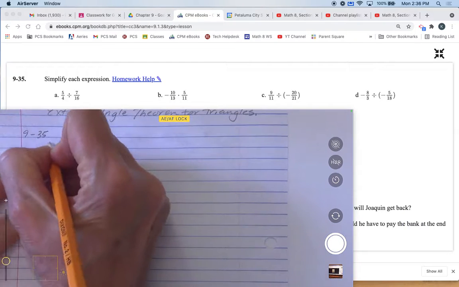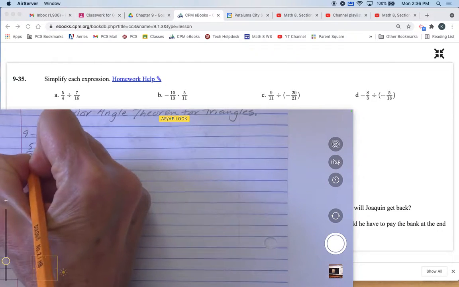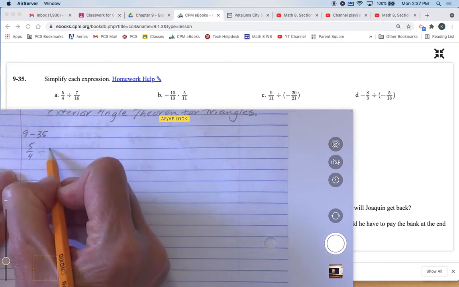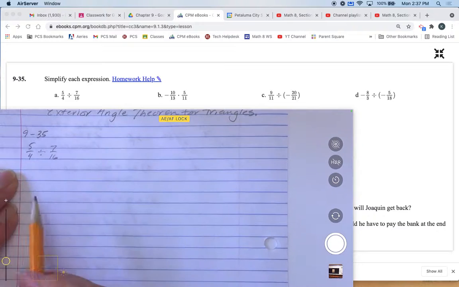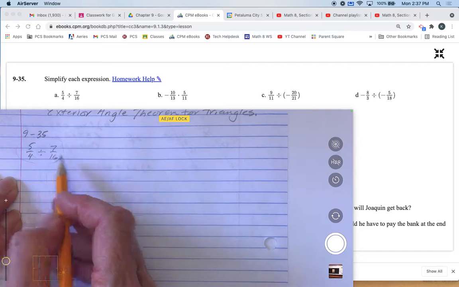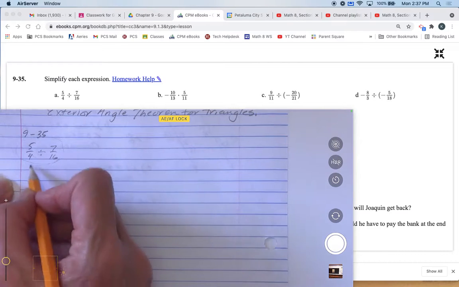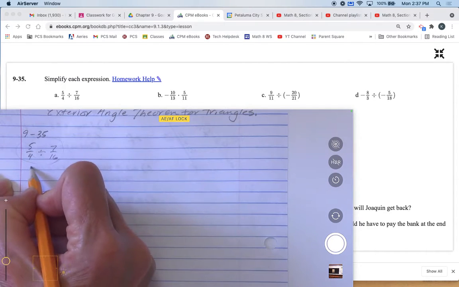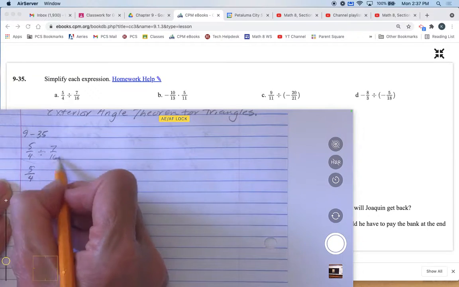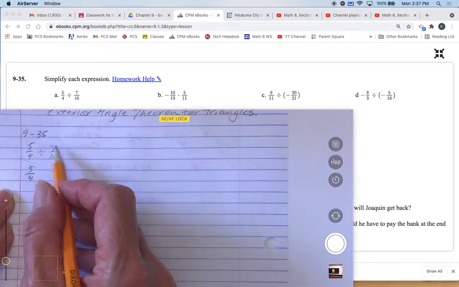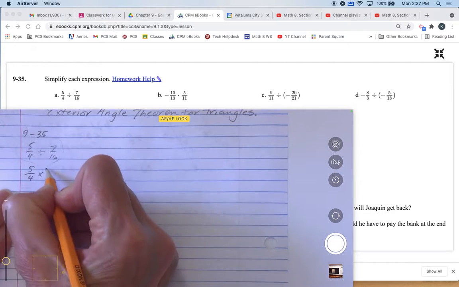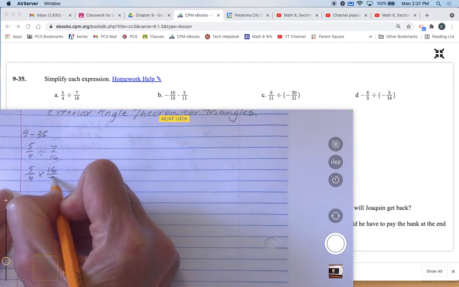All right, so that is 5/4 divided by 7/16. Okay, typically what we will do is turn this into a multiplication problem. And we do that by just writing down the first term, and then the second term, which is the term that's going to divide into the first term, we just flip it and turn it upside down.